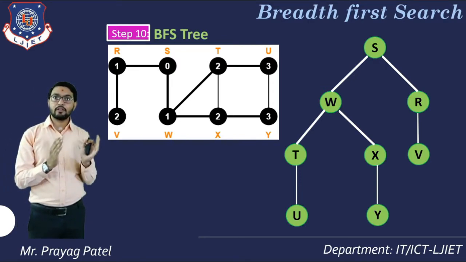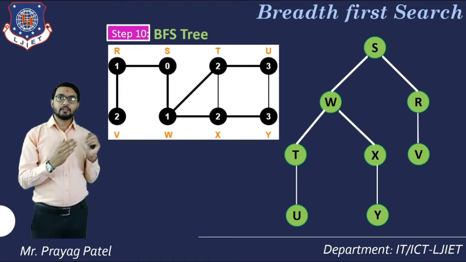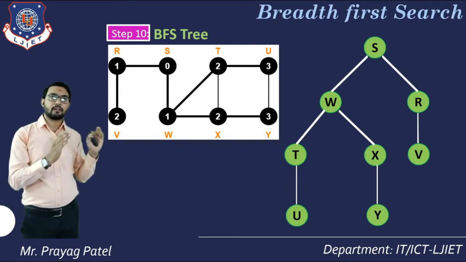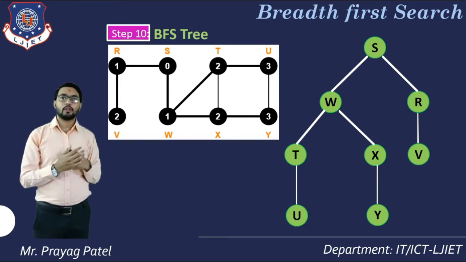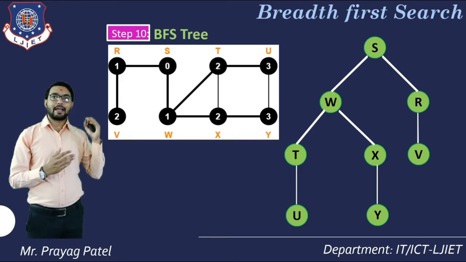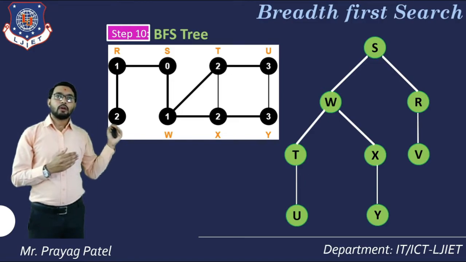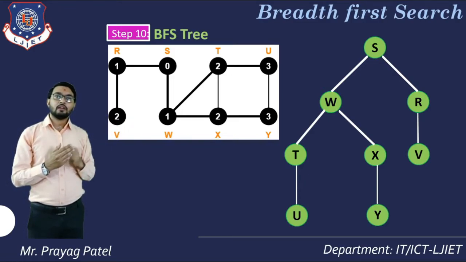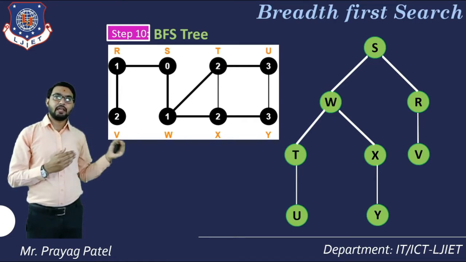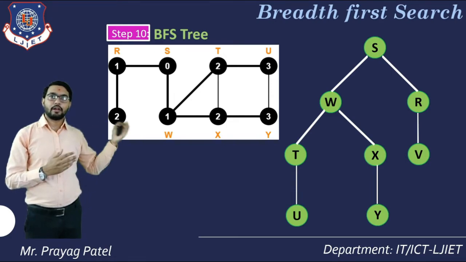Now consider the sequence of the BFS tree. In the sequence of the BFS tree, we write the order of the nodes in which we visit them. So the sequence is S, W, R, T, X, V, level by level, then U and Y. Some other order is also possible here.